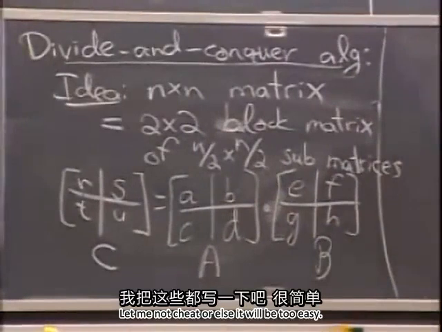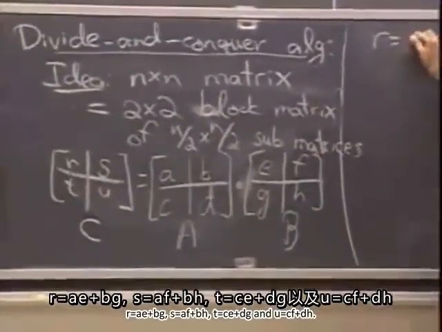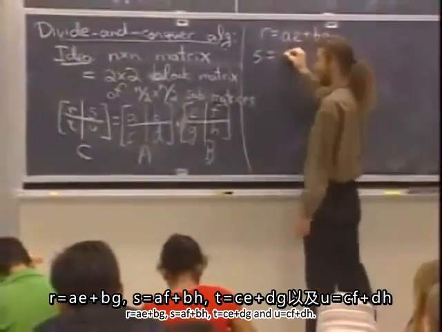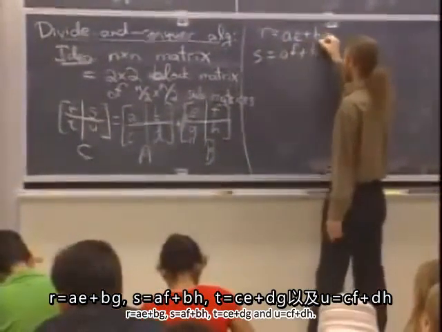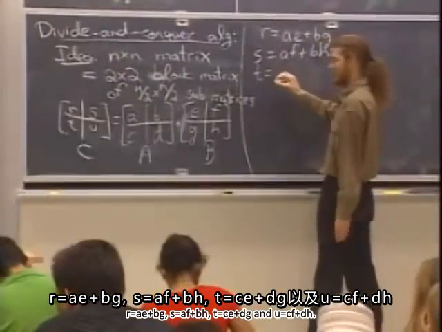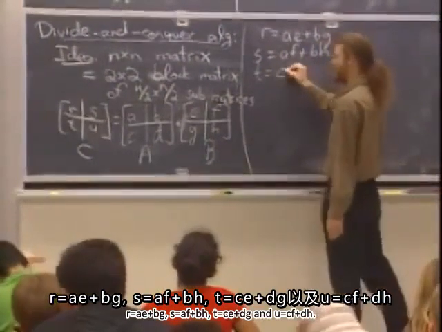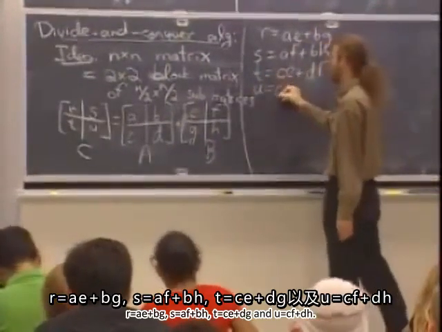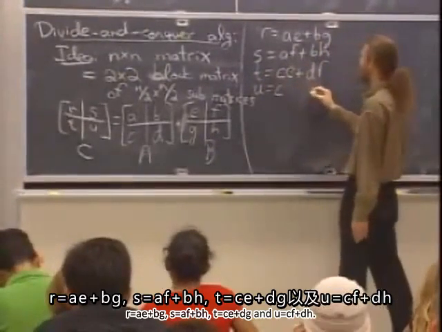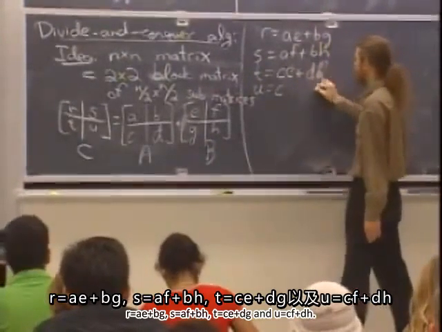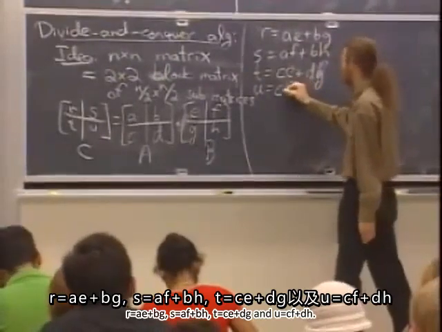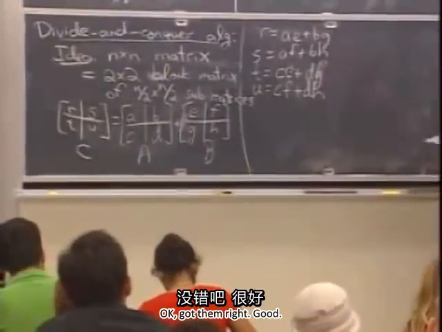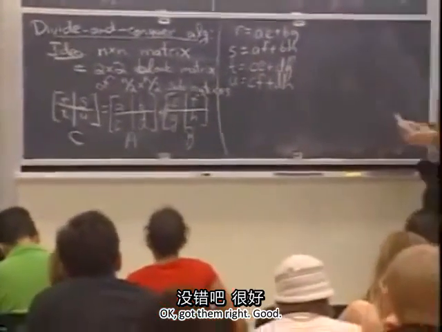Okay, let me not cheat. Those would be too easy. r is ae plus bg. s is af plus bh. t is ce plus dg. Thank you. And u is cf plus dh. It's nothing like making it too hard on yourself. Okay, got them right. Good.